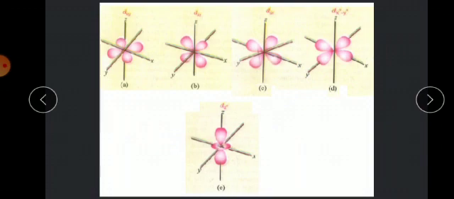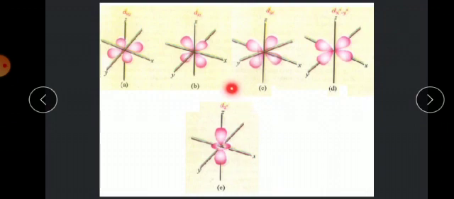So 5 d orbitals: dxy, dyz, dxz, dx squared minus y squared, and dz squared. These three are degenerate orbitals, actually equal in energies. Here in the double dumbbell shape or clover leaf shape, the lobes are lying in between the x and y plane, and these are equal in energies. And this is dx squared minus y squared, where the lobes are lying along the axis.